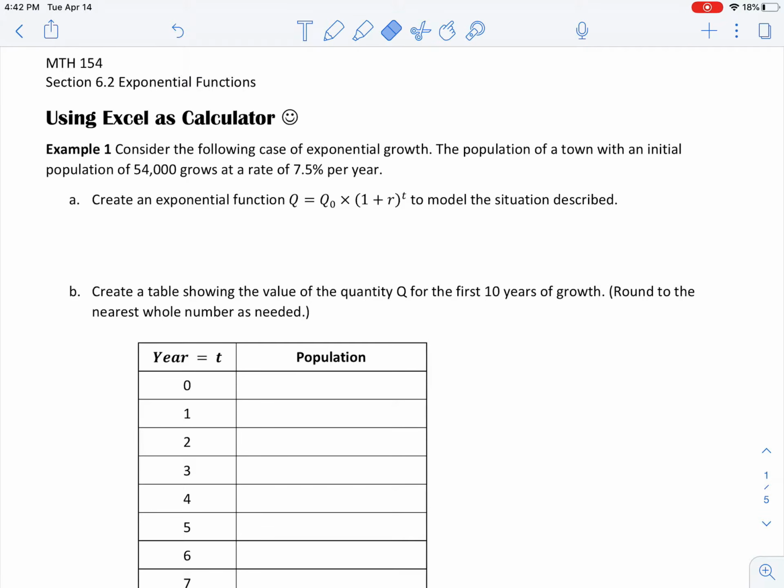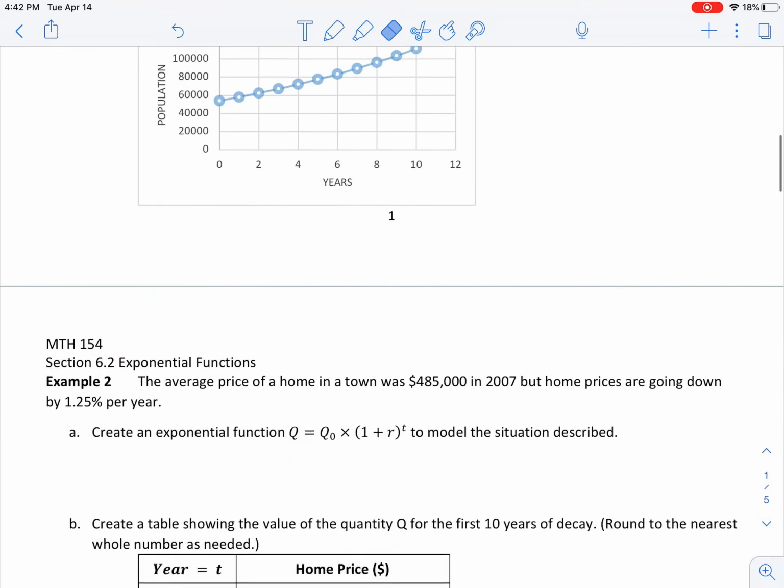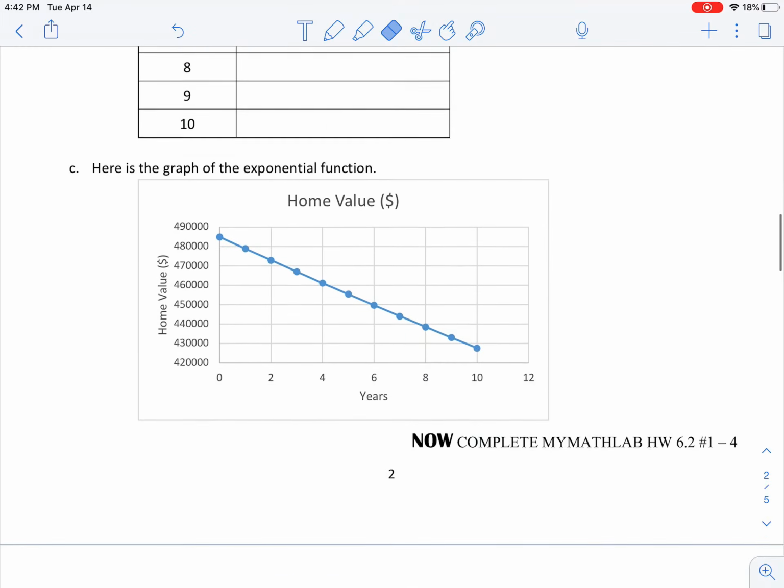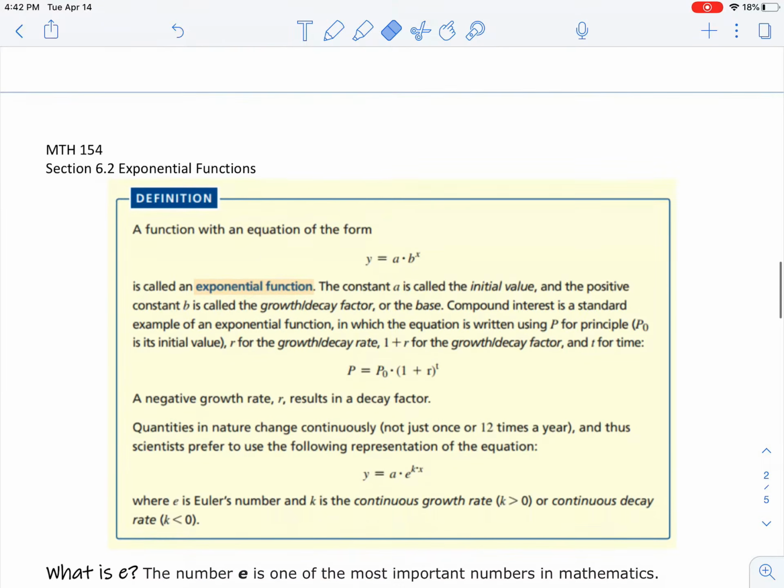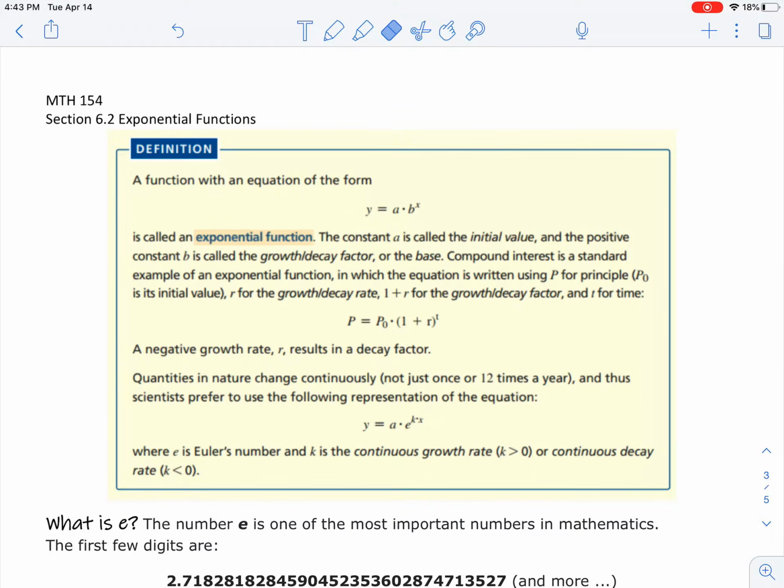Hi, so I went over example 1 and 2 using Excel on a separate video, but now I'm back to finish the other examples. Example 1 and 2 will help you on homework number 1 through 4, but since we did them already, let's start with example 3 on page 3.